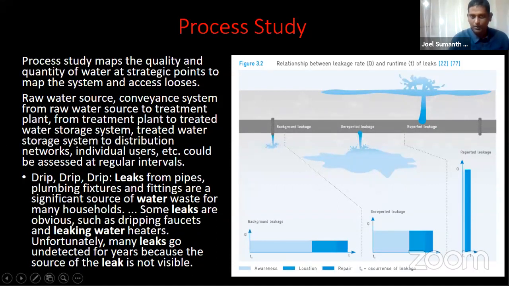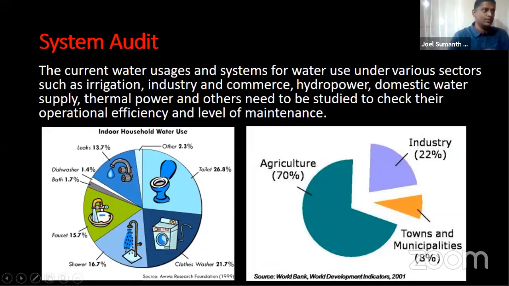So the next point we're going to look at is a system audit. What do you mean by a system audit? The current water usage and systems for water use under various sectors such as industry, irrigation, commerce, hydropower, domestic water supply, thermal power, and other needs need to be studied to check their optimal efficiency and level of maintenance.